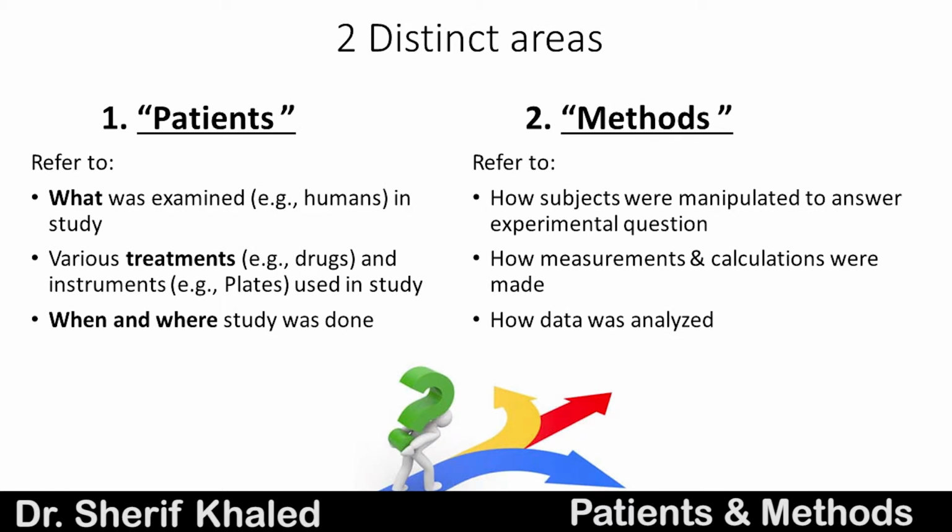The patients and methods is obviously divided into patients and methods. Patients, what was examined, in our case, these are humans. Number two, various treatment methods used, like drugs, if you are researching for drugs, or plates or implants used, and when and where the study was done. The methods are how the subjects were manipulated to answer your research question, and how measurements and calculations were taken, and how data was analyzed. These are the two parts. So let's go into details.